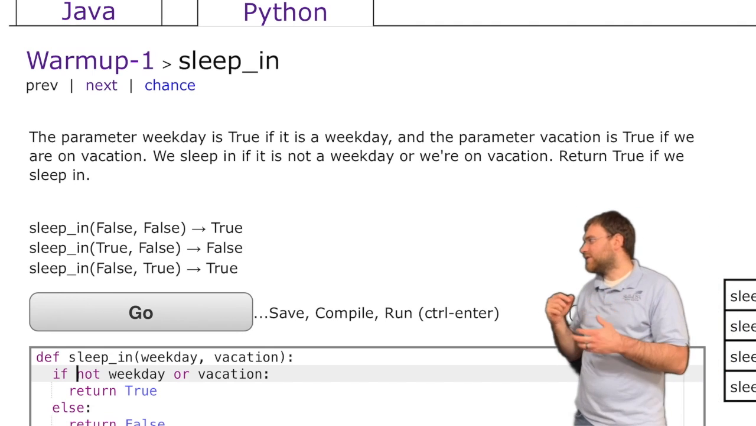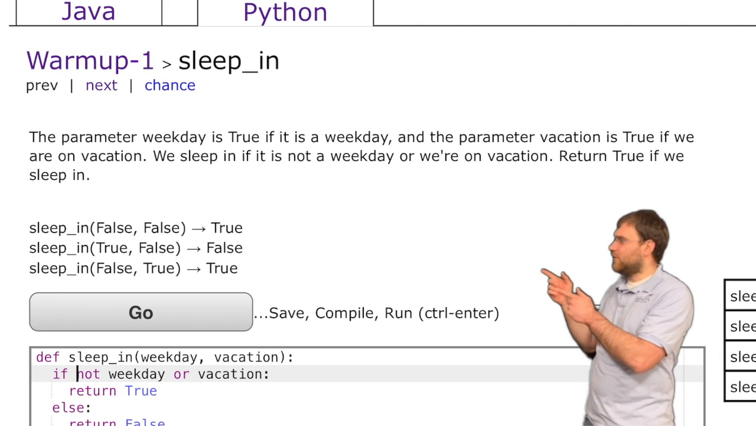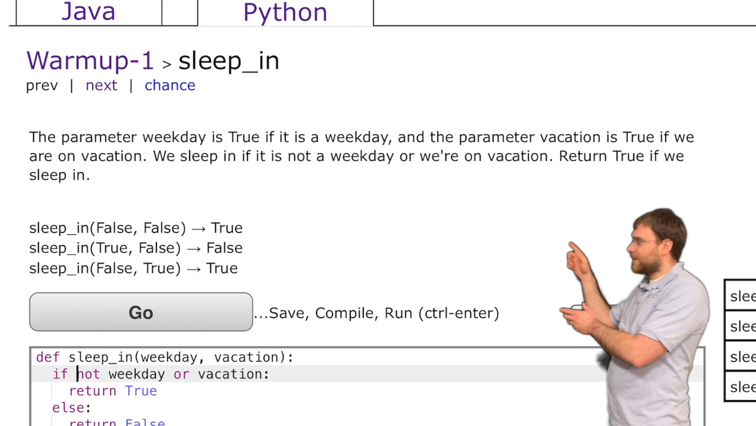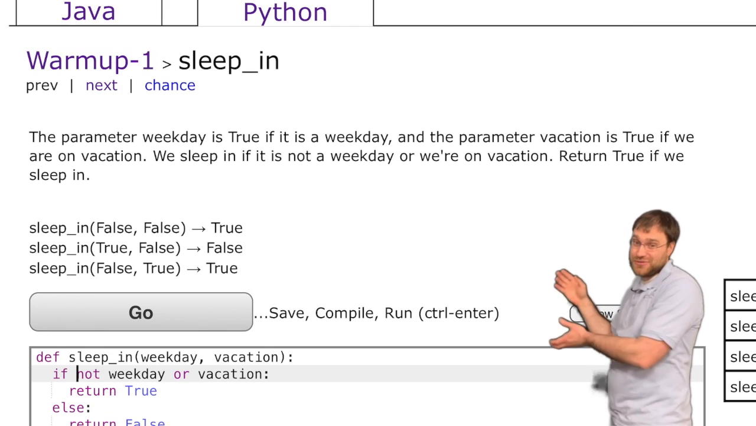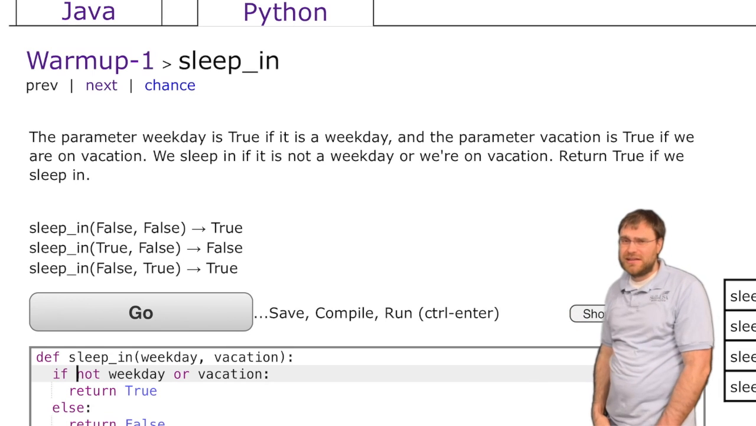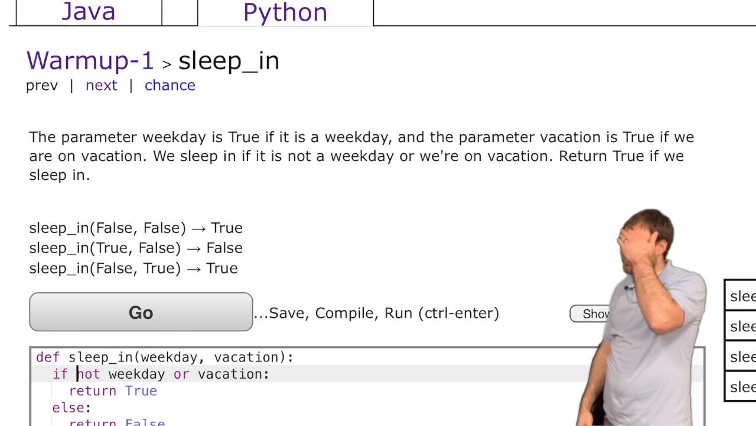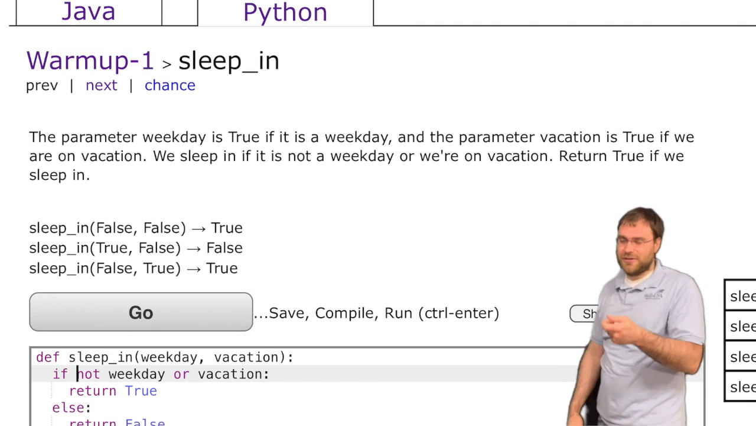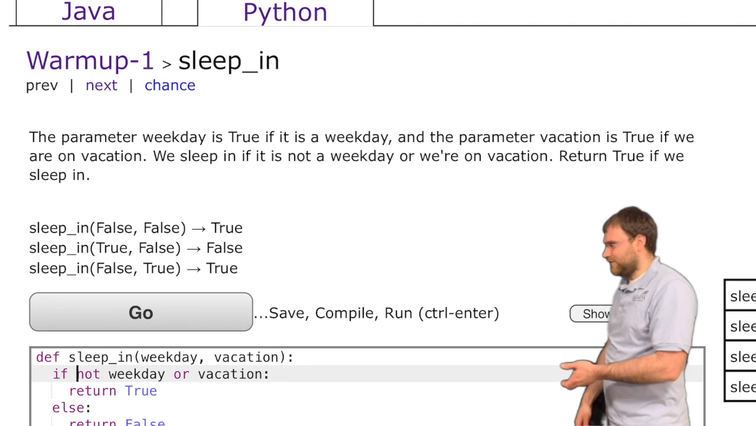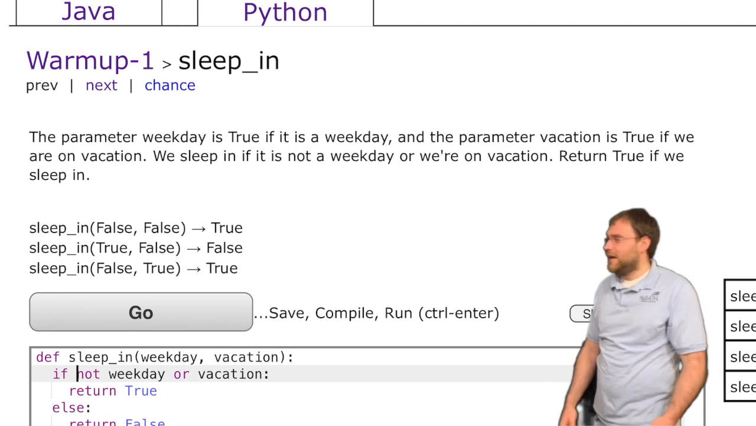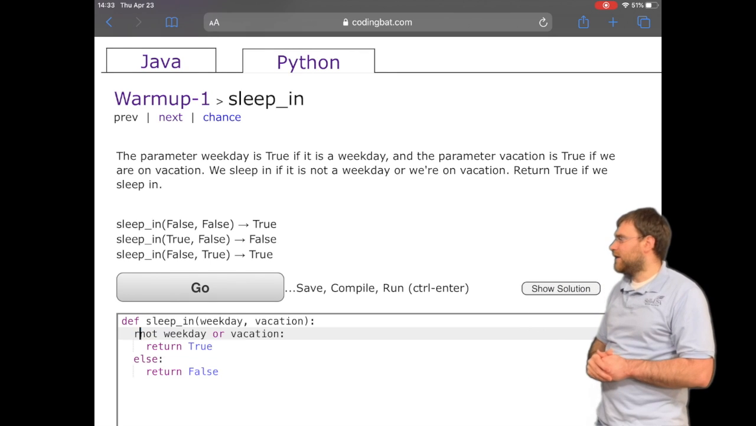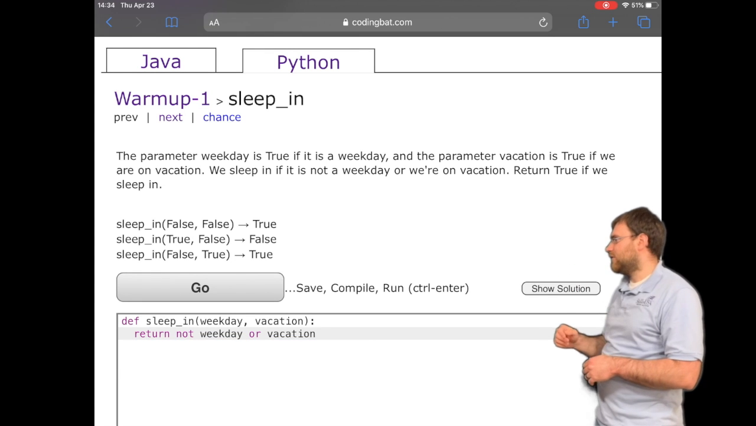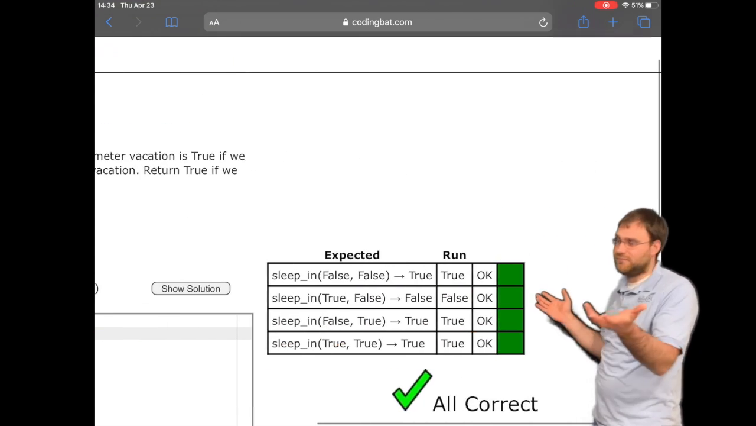So there's actually kind of a weird thing going on here. Notice that what we're returning at the top part is actually true, right? So if it is true, we're returning true, and if it's false, we're returning false. What's kind of silly about that is we're basically testing if something's true and returning true, and if it's false, we're returning false. So why don't we just return it? We're just going to say return not weekday or vacation. And when I click go and look over, it works.